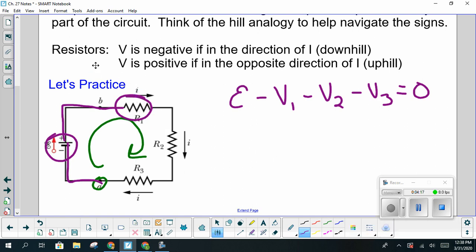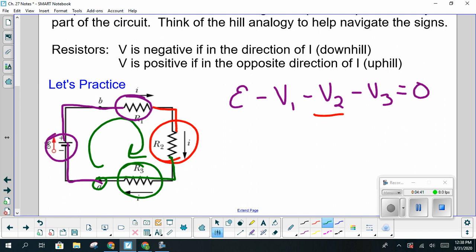And when that goes downhill, we have a negative sign in front of that V1. And then again, we continue to traverse that loop. And now we come to R2 right here, and our potential across R2 is going to be negative again, because again, we're going along with the current. And then we continue our loop around, starting at our R2, going through our R3.